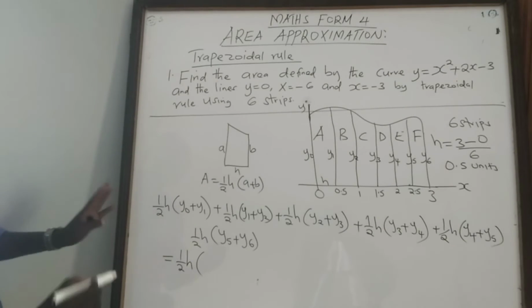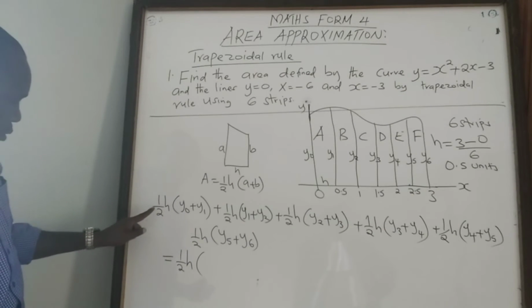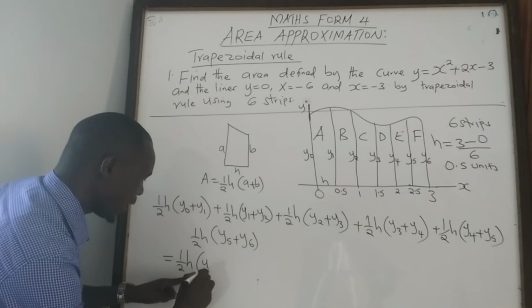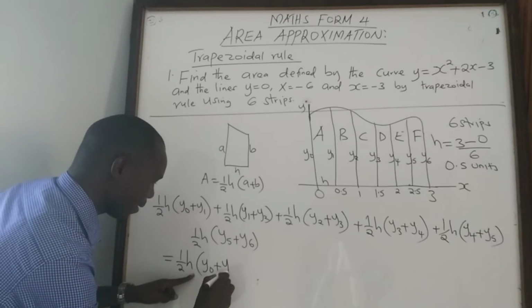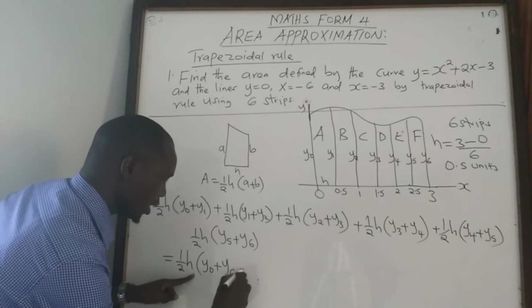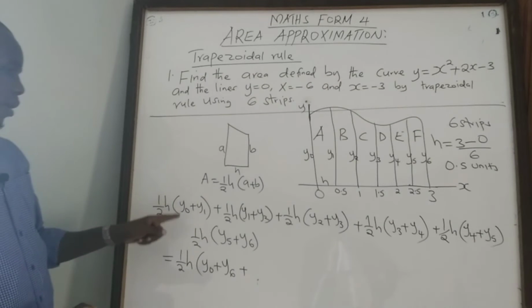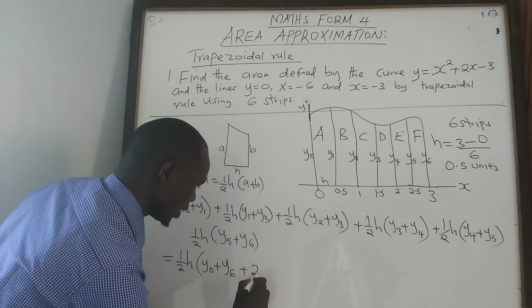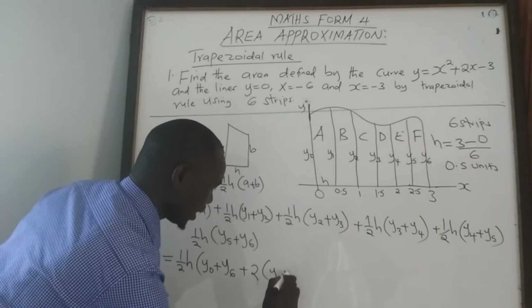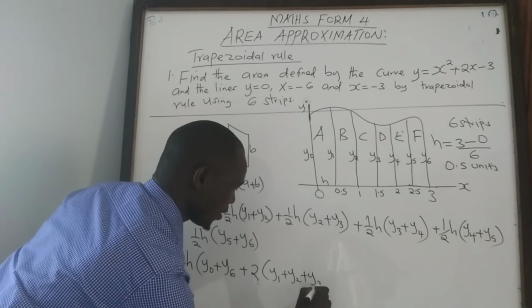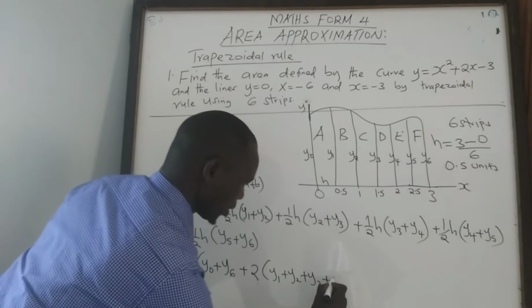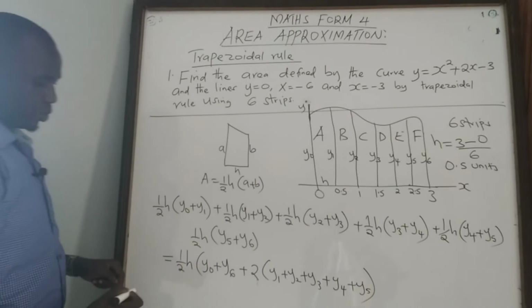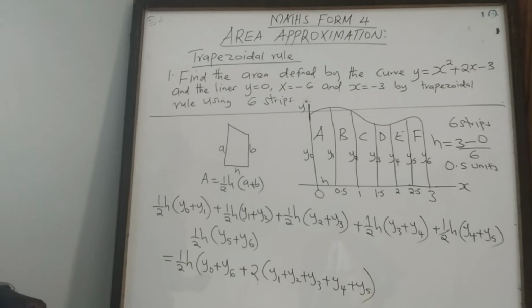And therefore, to simplify this formula, we are going to factor half h outside into y0 plus y6, then plus, you realize y1 to y5 appears twice, and therefore we are going to have twice into y1 plus y2 plus y3 plus y4 plus y5, and if you do that, you'd have gotten the area of that region.